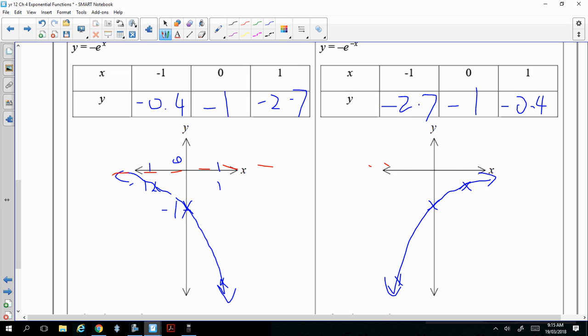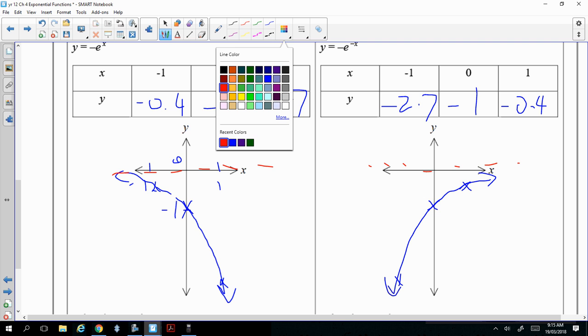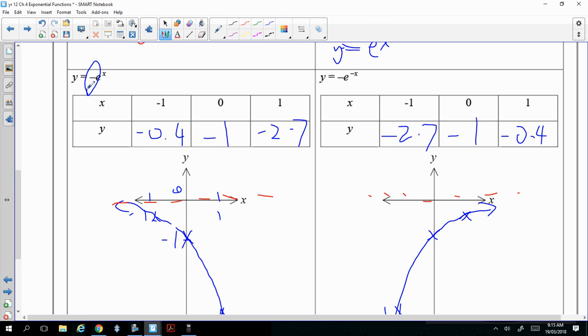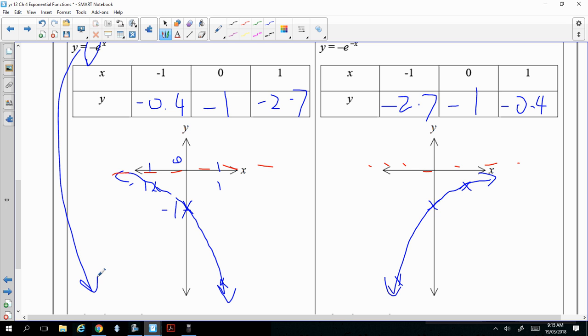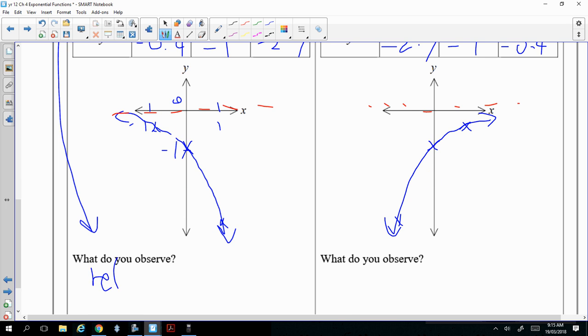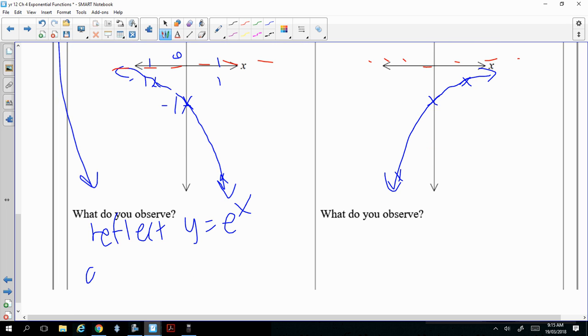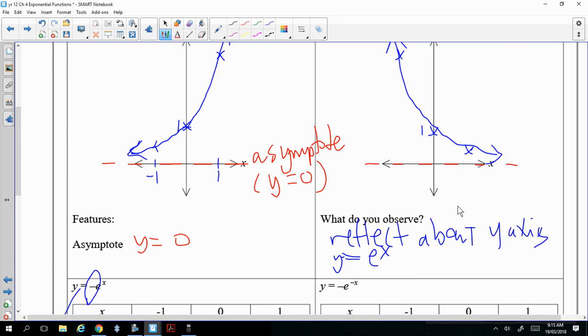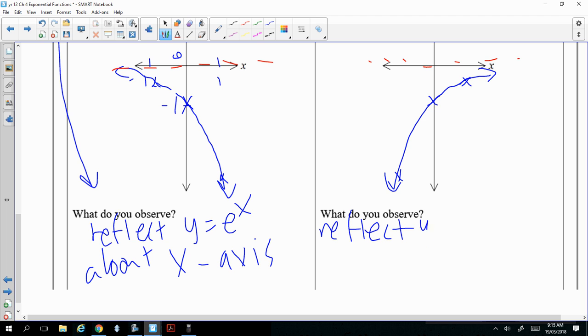And then make sure you write down the transformation. So you have a negative in front. That tells you it's going to be reflected about the x-axis. Reflect y equal to e to the power x about the x-axis. And the last one you say reflect this one, e to the power -x, about the x-axis.